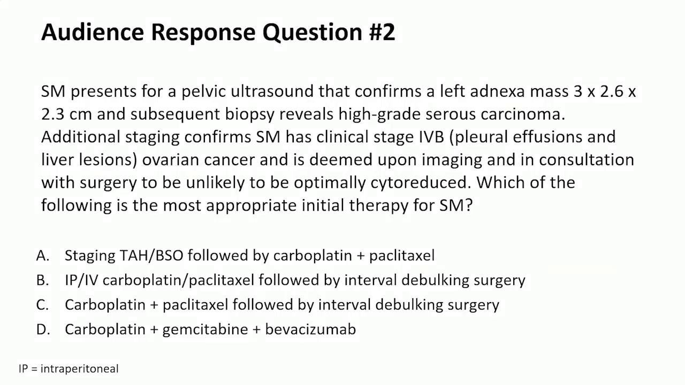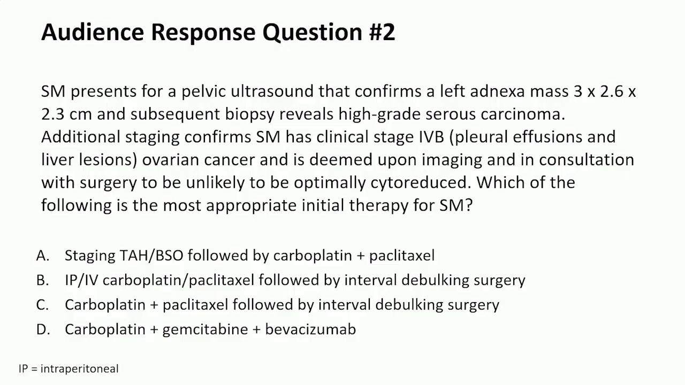And this brings us to audience response question number 2. So SM presents for a pelvic ultrasound that confirms a left adnexal mass that's 3 by 2.6 by 2.3 centimeters, and subsequent biopsy reveals high-grade serous carcinoma. Additional staging confirms SM has clinical stage 4B ovarian cancer based on pleural effusions and liver lesions, and is deemed upon imaging and in consultation with surgery to be unlikely to be optimally cytoreduced. So which of the following is the most appropriate initial therapy for SM?